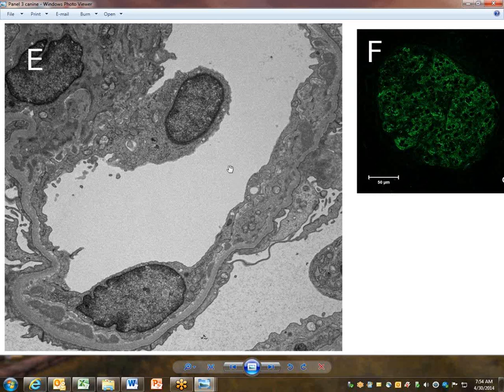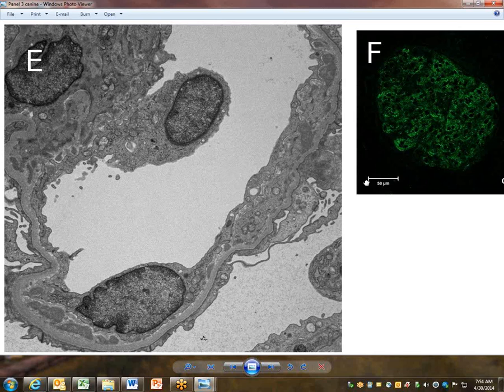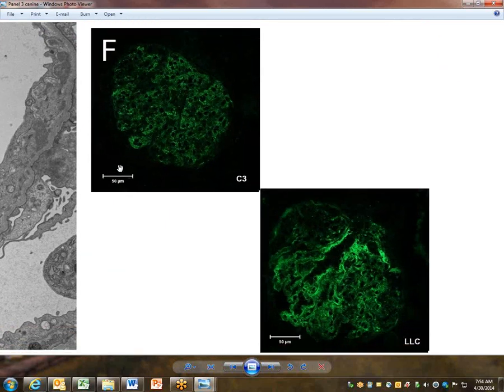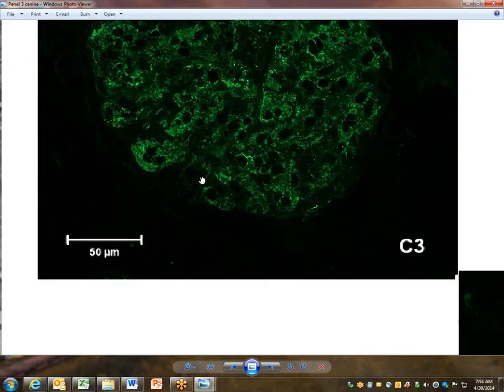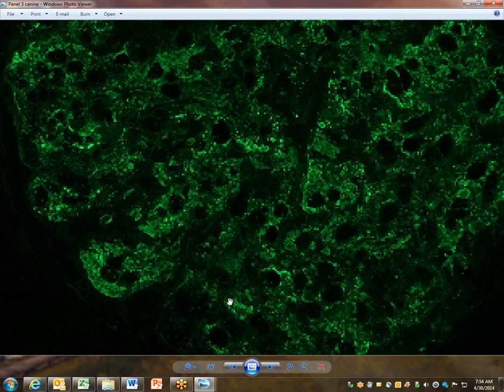complexes. And again, the immunofluorescence verifies that the electron dense deposits we saw are in fact immune complexes, with the lambda light chain and the C3.